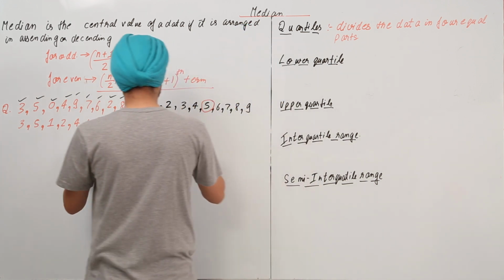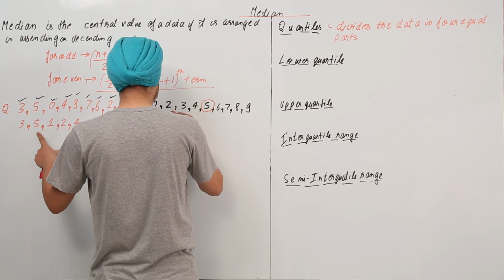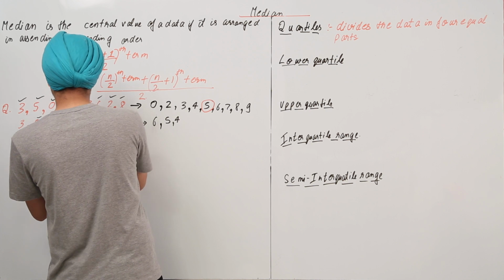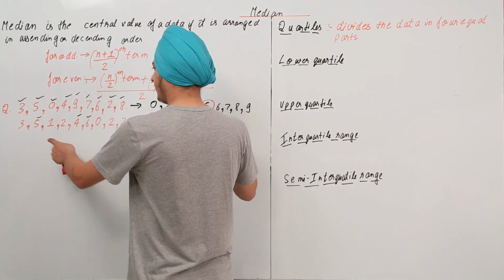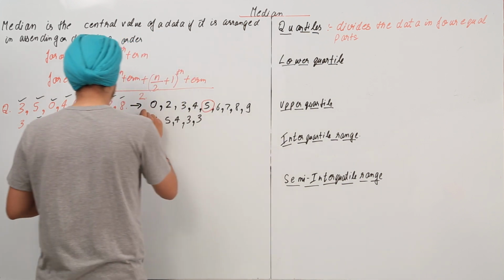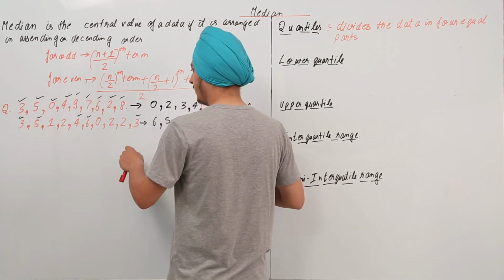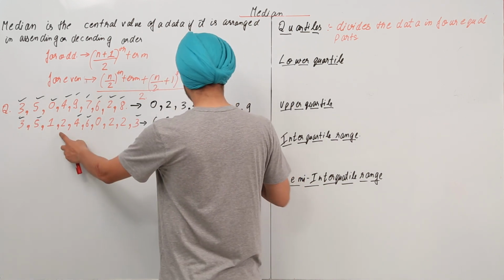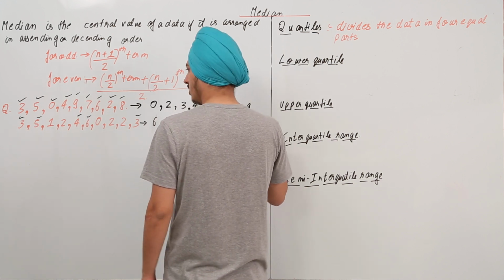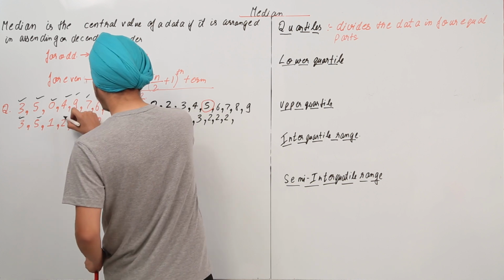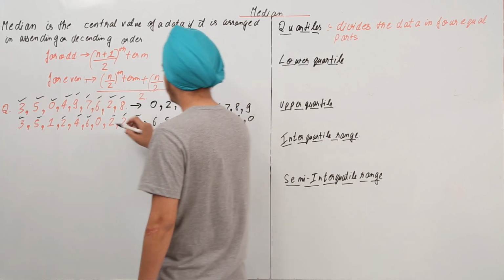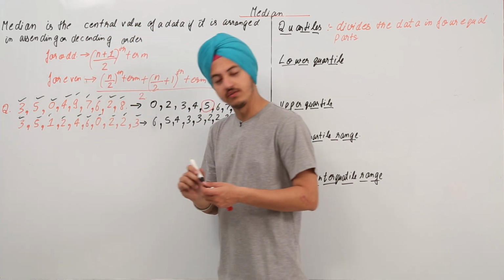Okay, so we have 6, 5, 4, and we have 3 twice. Now 3 and 3 done, and we have 2 thrice. This is 2, 2 and 2. Okay, and then we have 1 once and 0 once. Okay, and 0 and 1 are also done. So all of the numbers are done.